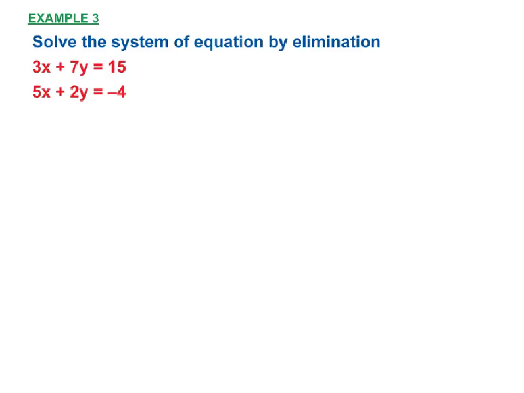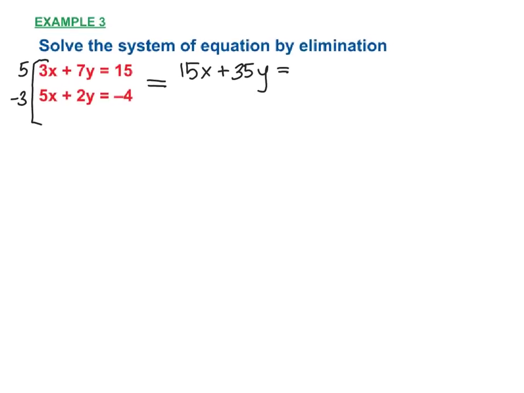So it doesn't matter if you want to eliminate x or if you want to eliminate y, but we want to make sure that we do that. So I kind of put a bracket around it and I say, well, if I multiply the top by 5 and I multiply the bottom by negative 3, then I'm going to have on top 15x plus 35y is equal to 75.